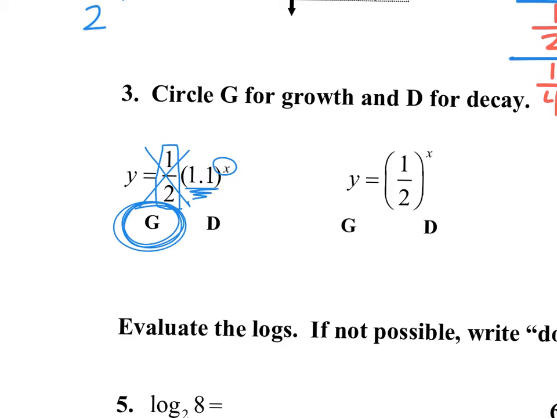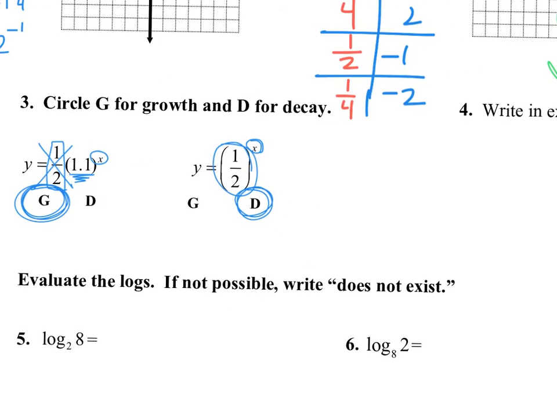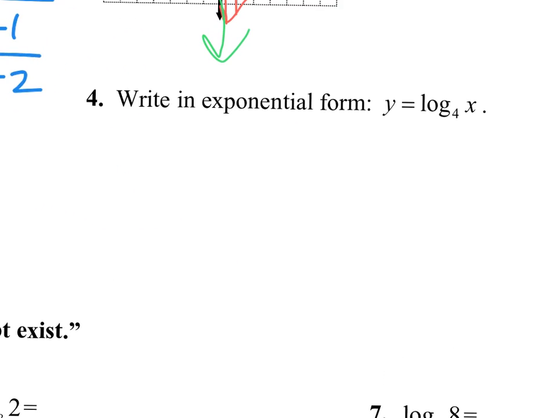How about that second one then? y equals 1/2 to the x power. That is decay. If this number with the exponent attached to it is between 0 and 1, so a fraction, okay, that's decay then, exponential decay.